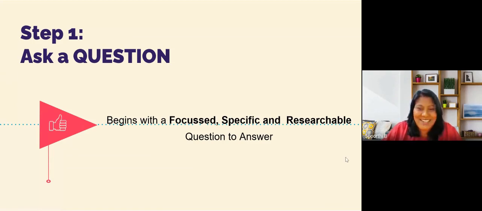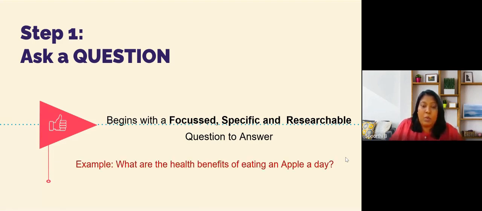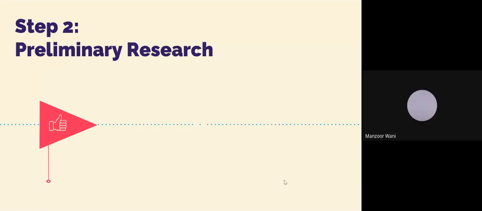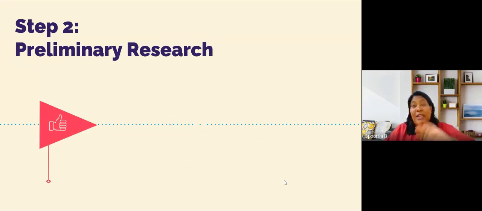Okay. All right. So it begins with a focused, specific, and researchable question to answer. It has to be focused, specific, and researchable. I'll give you an example here. What are the health benefits of eating an apple a day? Basic question. Is it specific, eating an apple every day and focused on one fruit? Is it researchable? Yes, no, don't know. Yes, ma'am. Okay, it is researchable. Okay, so let's go to step 2, preliminary research, right?